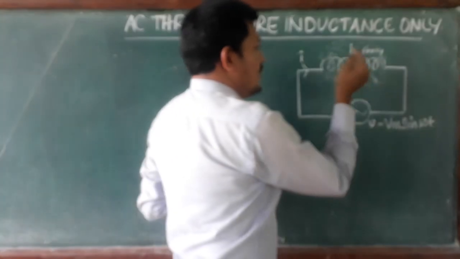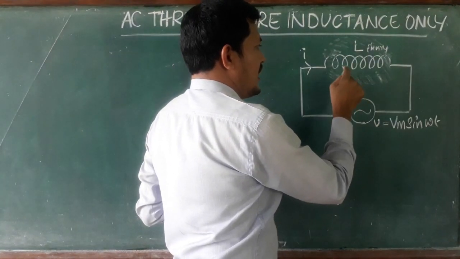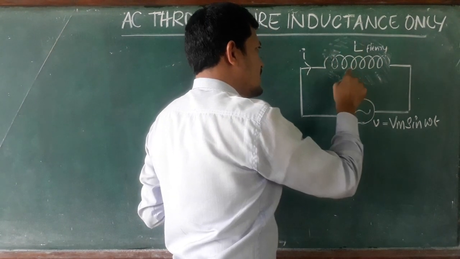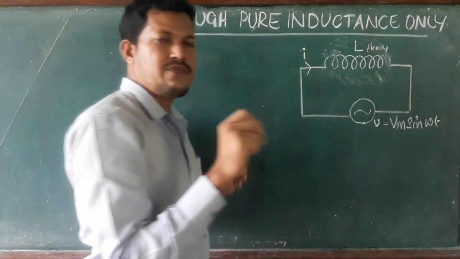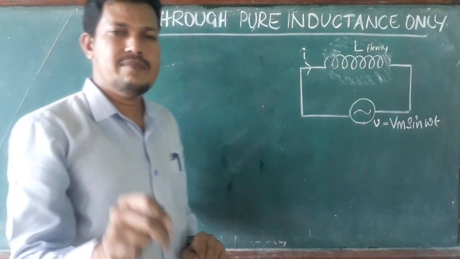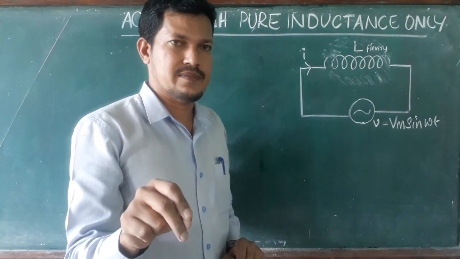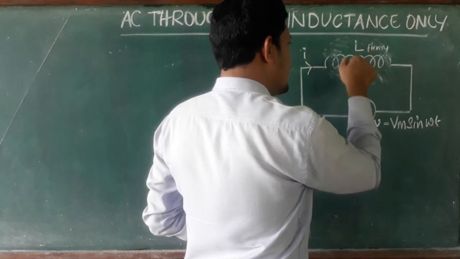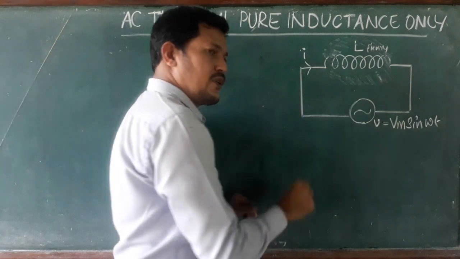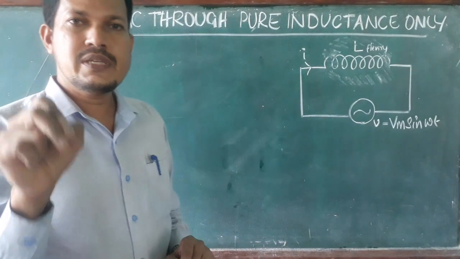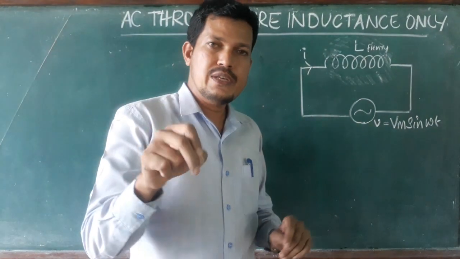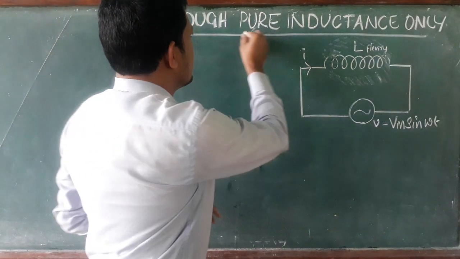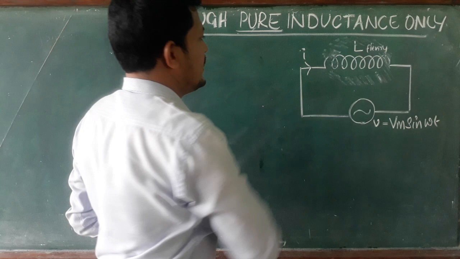So we know Faraday's electromagnetic theory. How much flux is produced, that much flux cuts the same conductor. Whenever the flux cuts the conductor, an EMF is induced in that conductor. The same happens here also. So EMF is induced in the same coil, and according to Lenz's law, the induced EMF in the same coil always opposes the supply voltage. Clear?